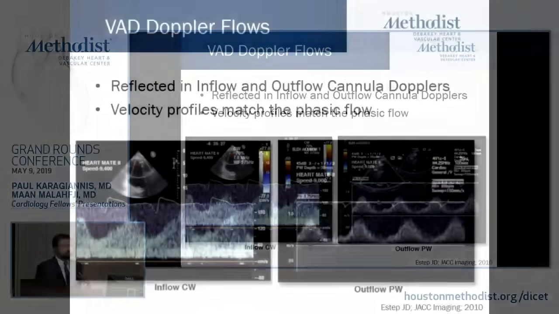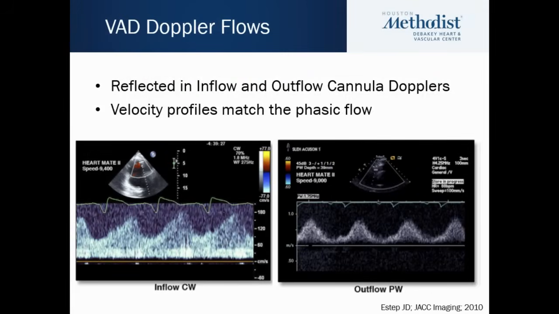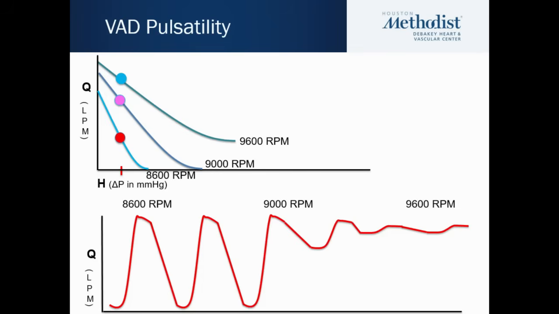This is probably best seen clinically in the inflow and outflow Dopplers. So this is the guideline paper by Dr. Estep, published when he was here, and we can see here the velocity profiles in systole and diastole, in the inflow cannula position and the outflow cannula position. Again, during systole, there is a rise in the velocity corresponding to a rise in VAD flow, and during diastole, there's a drop-off. The differential pressure is what drives this flow that we see on echo.